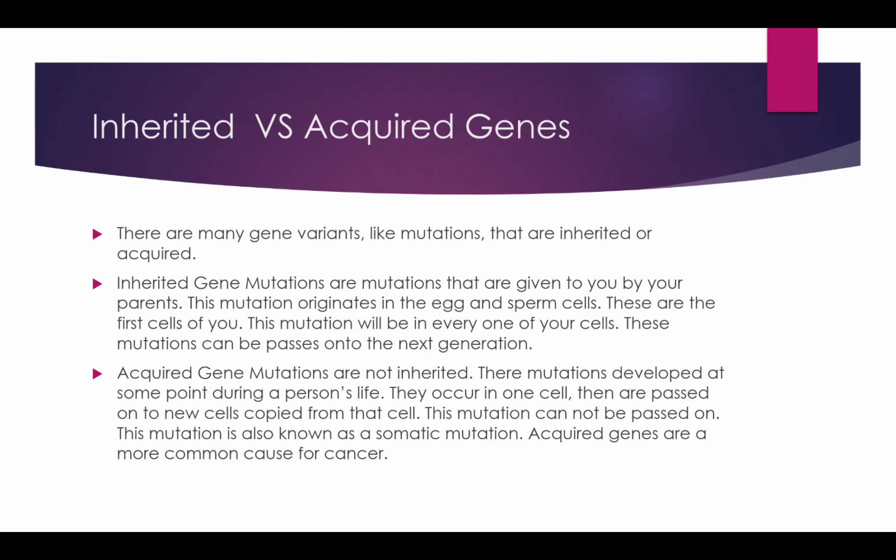Acquired genes are not inherited. These develop at any point in your life. They happen in one cell, then it is passed on to the new cell copied from that cell. These are not passed on. These genes are a common cause for cancer, unlike inherited.